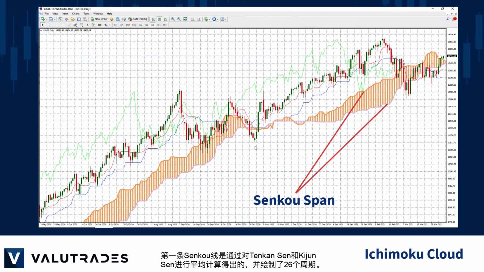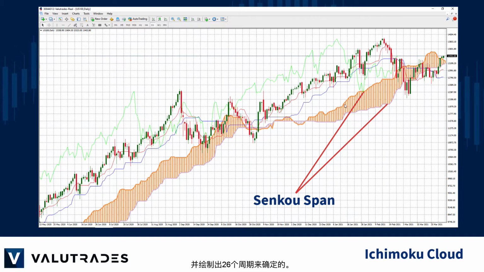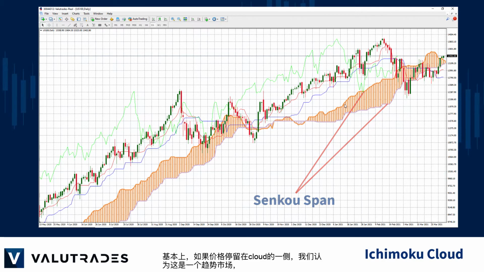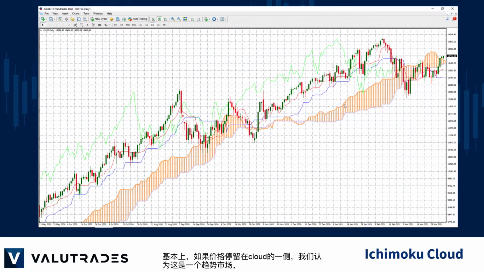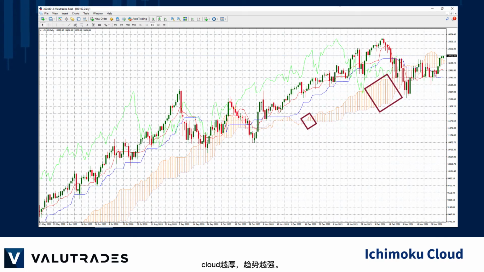The first Senkou line is calculated by averaging the Tenkan Sen and the Kijun Sen and plotted 26 periods ahead. The second Senkou line is determined by averaging the highest high and lowest low for the past 52 periods and plotting 26 periods ahead. Basically, if price stays on one side of the cloud, we consider this a trending market and we look for positions only in that direction. The thicker the cloud, the stronger the trend.